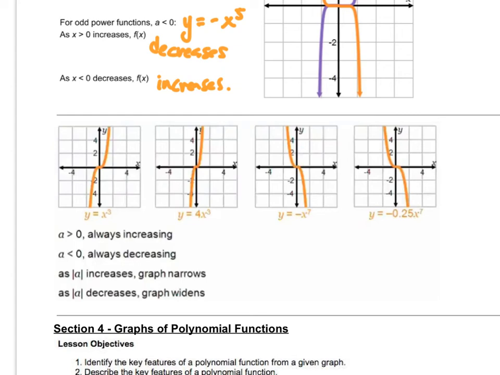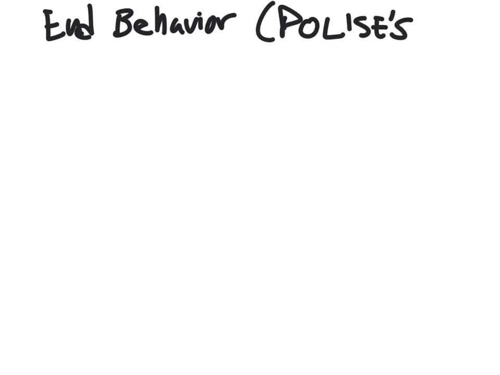All right. The one thing I do want you to do is find a spot where we can talk about end behavior, because I want to put it in terms that make it easy. Sometimes you have all these different variables, the a, the n's, and it's just a pain. Let's make it easy. So let's write this part down. I'm going to write end behavior, and we'll call this Police's version.